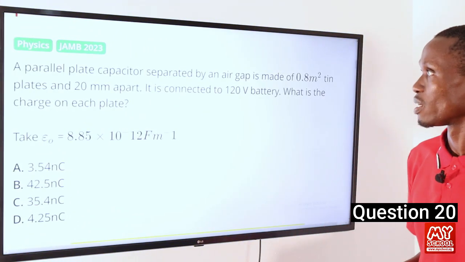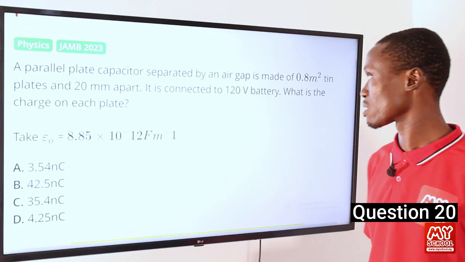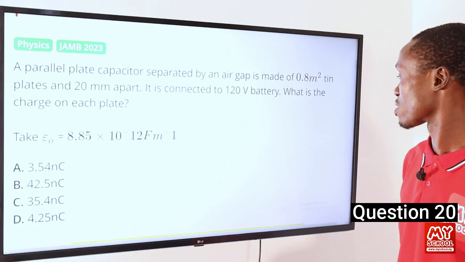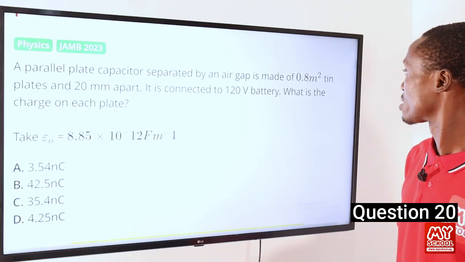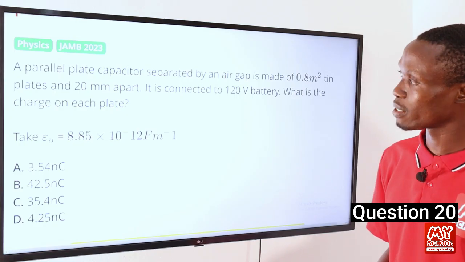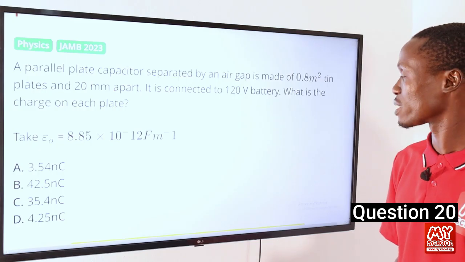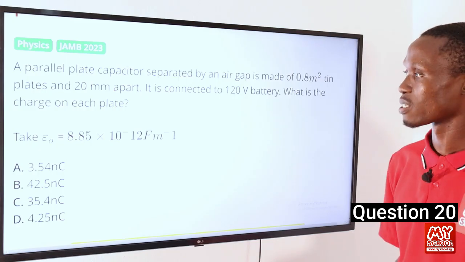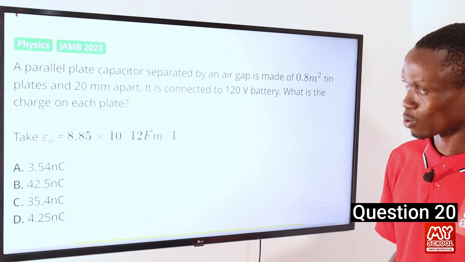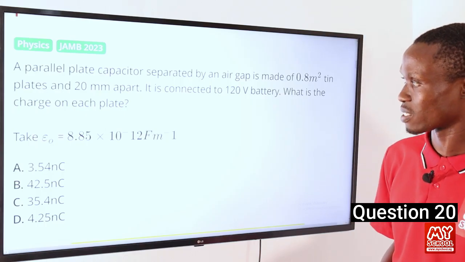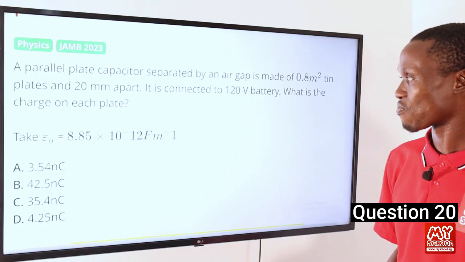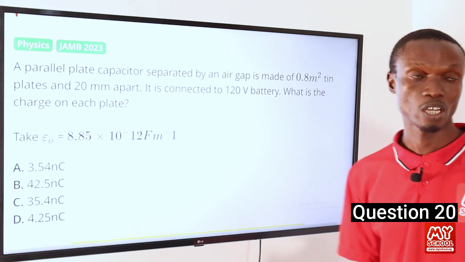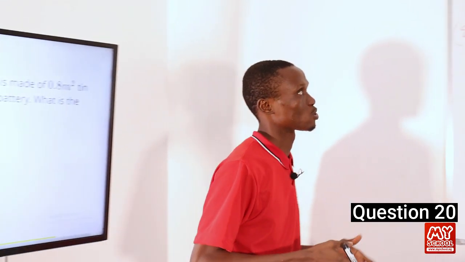Question 20. A parallel plate capacitor separated by an air gap is made of 0.8 meter square thin plates and 20 millimeters apart. It is connected to a 120 volt battery. What is the charge on each plate? Take epsilon naught to be equal to 8.85 times 10 raised to power minus 12 farad per meter. So let's move over to the board to solve this question.